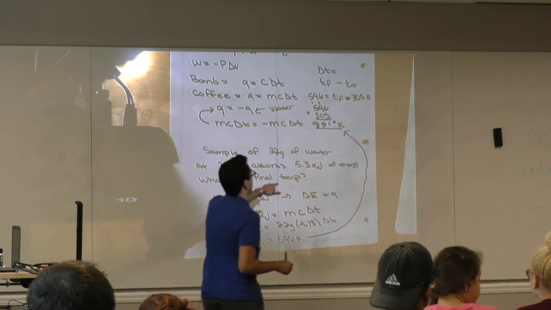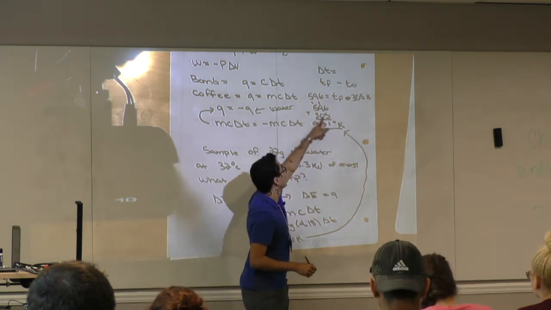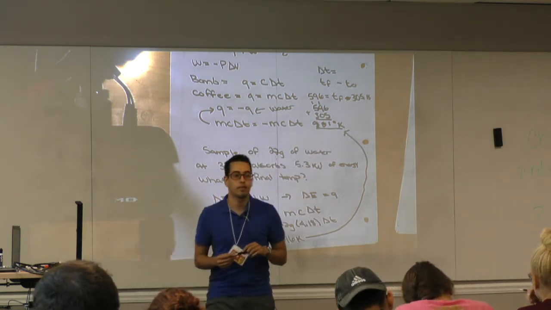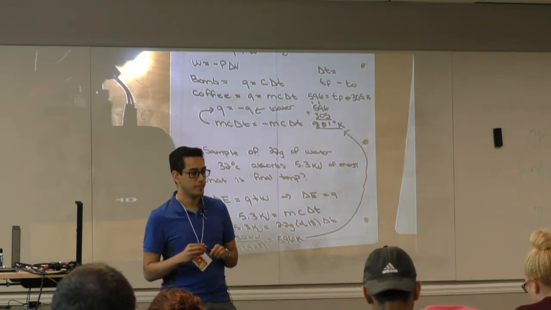Oh, 901 Kelvin. 596 plus 305 is 901. Okay?